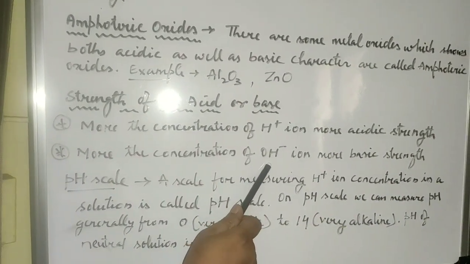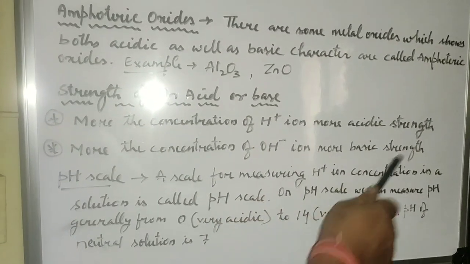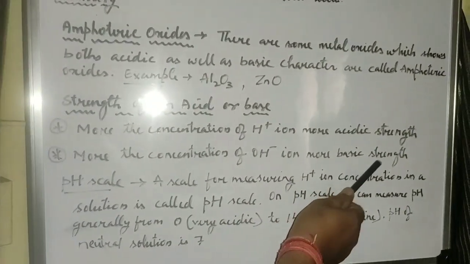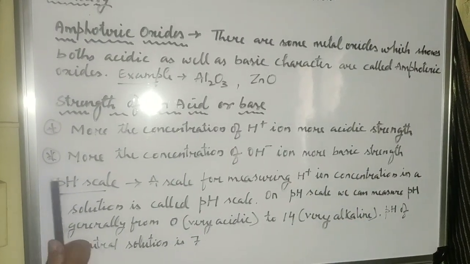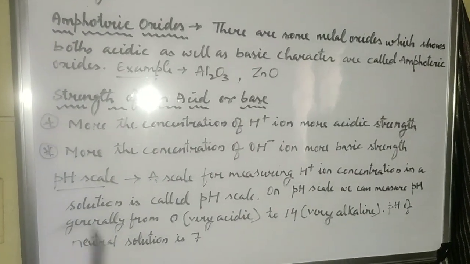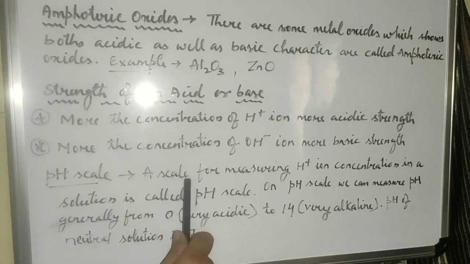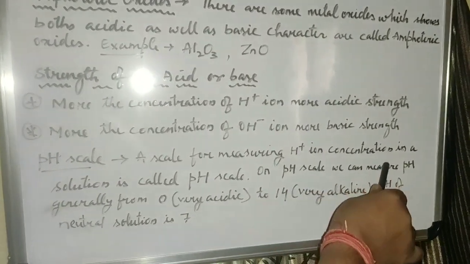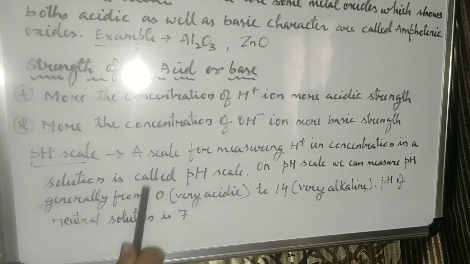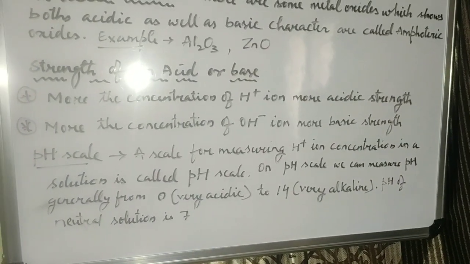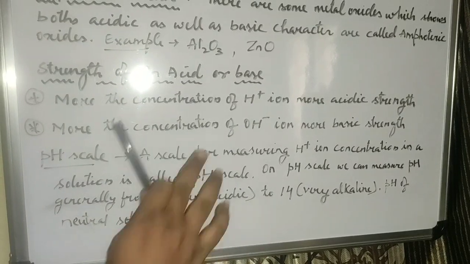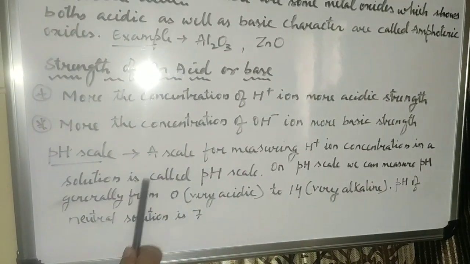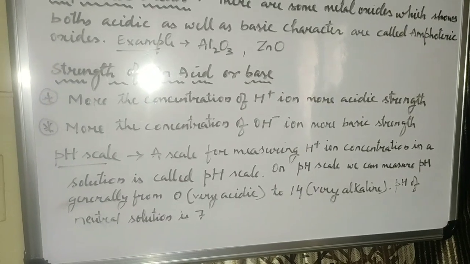If the concentration of OH minus ion is more, then basic strength will be more. That means it will be more alkaline. Now next is pH scale. What is pH scale? A scale for measuring H plus ion concentration in a solution is called pH scale. This is used to measure the H plus ion concentration in a solution.